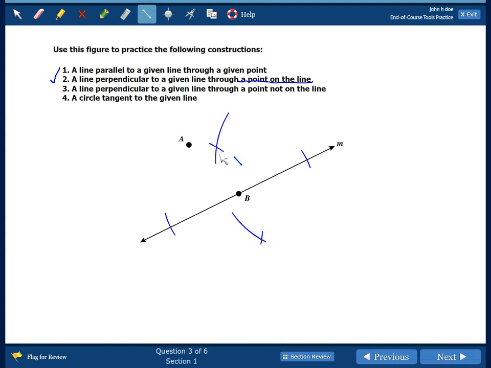Now I have two arcs that intersect. Remember, that means I'm going to draw a line through it. And since I constructed this correctly, you'll notice that this also goes right through the middle of point B. That tells me that I did it correctly. And finally, you should notice that this looks like it's 90 degrees. So there we go. I've made a line perpendicular to a given line through a point on the line.